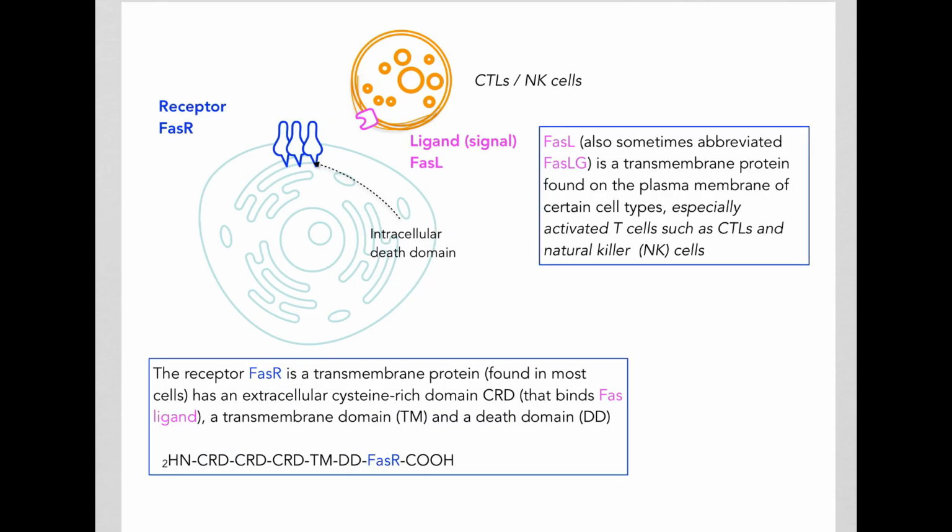The ligand that binds this receptor is called the Fas ligand, sometimes called FASLG. This is a transmembrane protein found on the plasma membrane of certain cell types, especially predominant in activated T cells, such as the cytotoxic T lymphocytes or CTLs, as well as the natural killer cells or NK cells.